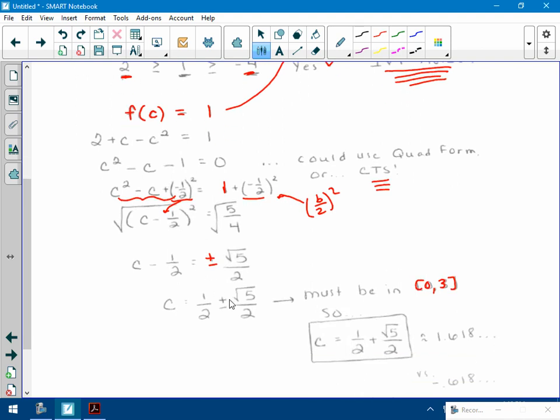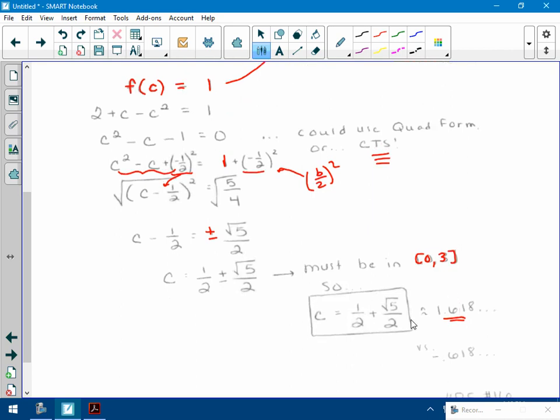Or maybe you don't know which one is in that interval. So actually type it into the calculator. I did 1/2 plus radical 5 over 2 in the calculator. I saw that it was 1.618, so that is in that interval. So there's a value of c that works. If I did 1/2 minus radical 5 over 2, I got negative 0.618. That's not in that interval, so that's why we can't use the negative answer.